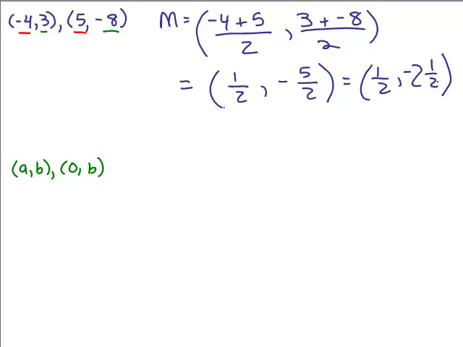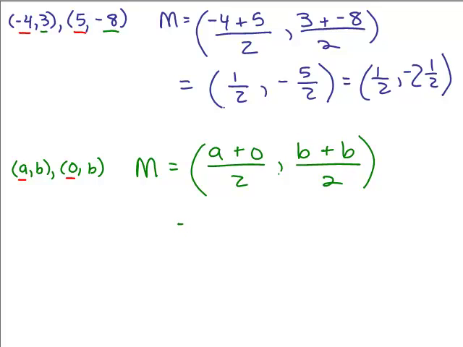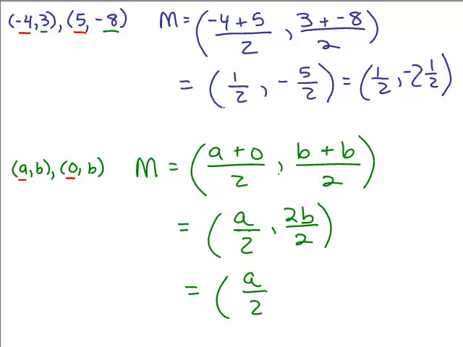All right, let's look at the next one. Again, we're going to take the average of the 2 x coordinates. That will be a plus 0 over 2, and the average of the b coordinates, which is b plus b over 2. So that gives us a over 2, which is really just half of a, right? And we have 2b over 2, and the 2's cancel, right? Which gives us b.